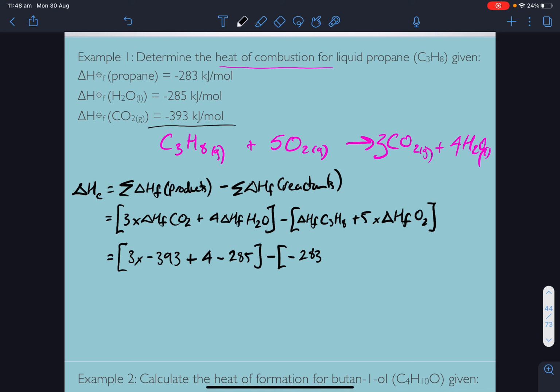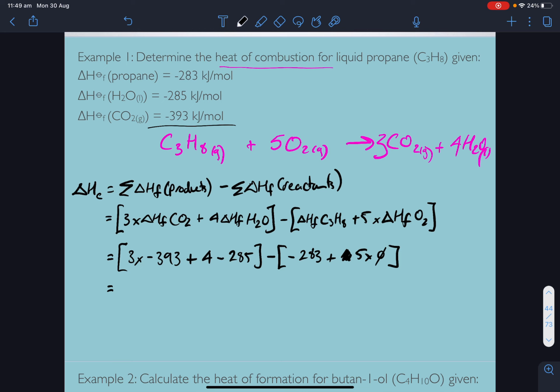and plus 5 times, hang on, the heat of formation of oxygen is not listed. And it's not listed because the energy to take O2 from its component element in its natural state is O2. So there's no difference in energy. So it's 0 kilojoules per mole because it's an element in its natural state. So I might rewrite that as 5 times 0 kilojoules per mole. And I'll put a 0 there so you don't think it's an O. Alright, let's put it in our calculator.